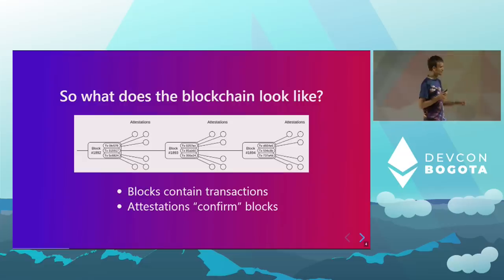Then we have attestations. Attestations confirm blocks. Attestations are messages signed by other validators that basically solidify the position of a block inside of the blockchain. When a block gets published, within a few seconds it almost immediately gets thousands of attestations supporting it, and that solidifies that block's position in the chain, such that other blocks that compete with that block, that are not children of that block but siblings, and try to claim that they're the real history, are not going to be able to get through.